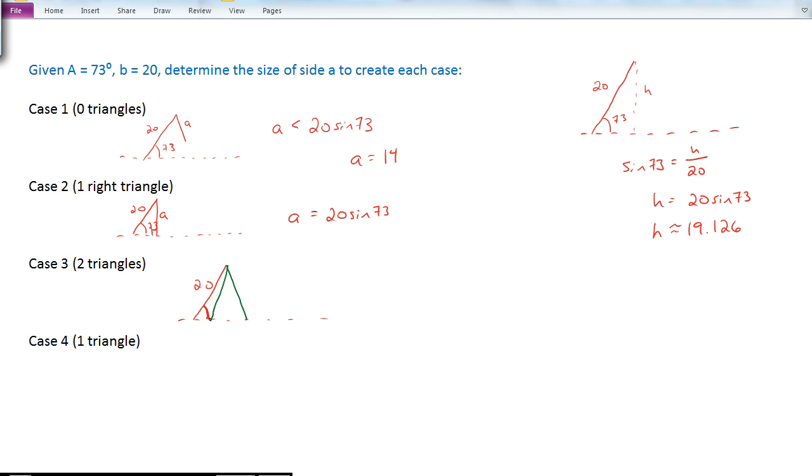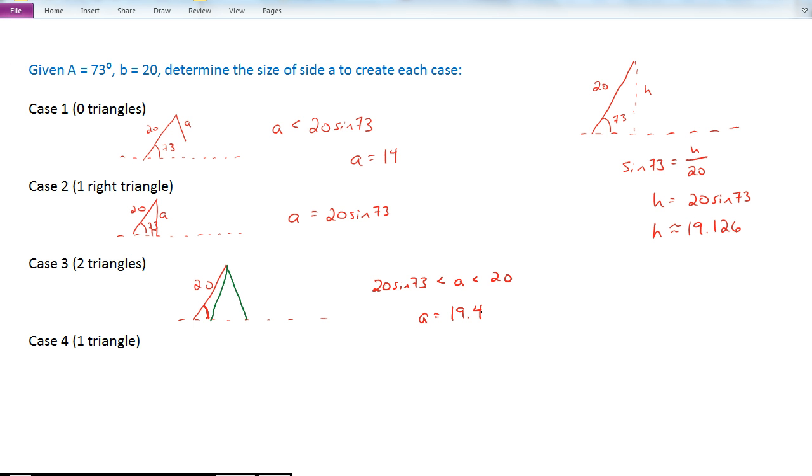Okay, so remembering that this height right here is 20 sine 73, but I need it not to be as long as 20. So A has to be between 20 sine 73 and 20. Okay, so that means any side length A between 19.126 roughly and 20 will make two triangles. So for example, if A equaled 19.4, or something like that, that would create two triangles.